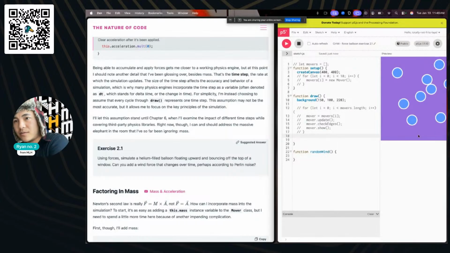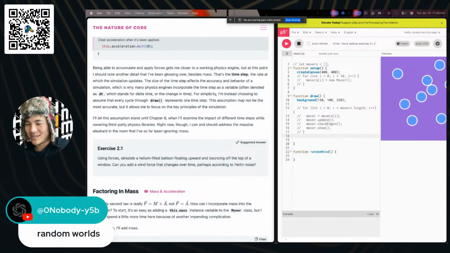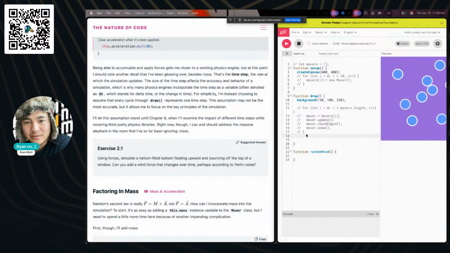Oh, yes. Perlin noise is very good for terrain. That is a good example. That is a much better example than movement. And it's very useful for generating random noise. I do agree. Somebody knows their randomness.